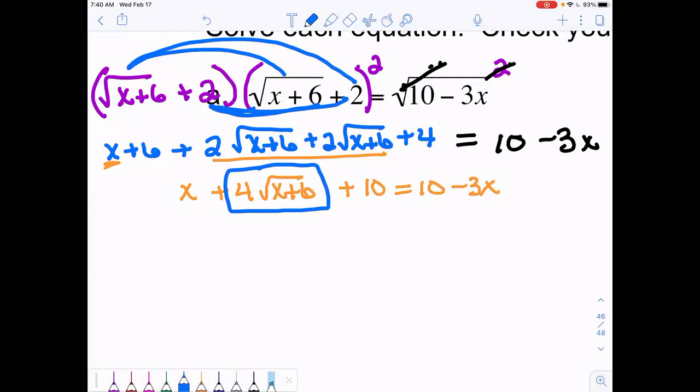Well, when there's 2 radicals in the problem, that means you kind of have to go through the process twice. So on the other side, we're going to move everything away from the radical. I have the radical part boxed. The rest of it, we're moving away from the radical. So we're going to subtract x. We're going to subtract 10.